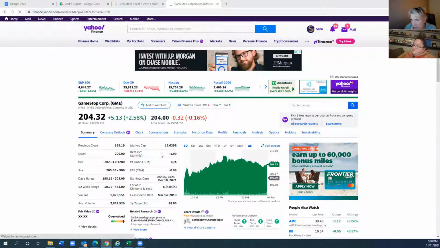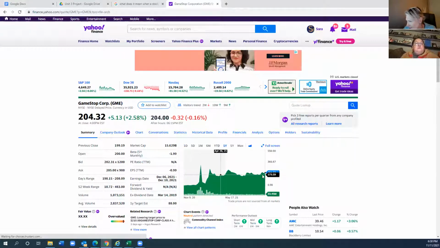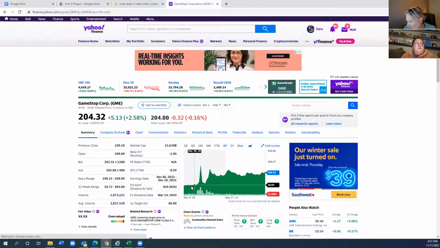My beta is still really negative. And that's because this was just over 1 day. But if you go back 1 year, this is where we are right now. And look at where it was a year ago in November. It was only at 12.71.